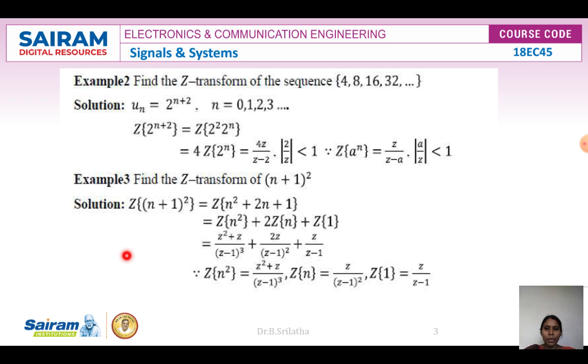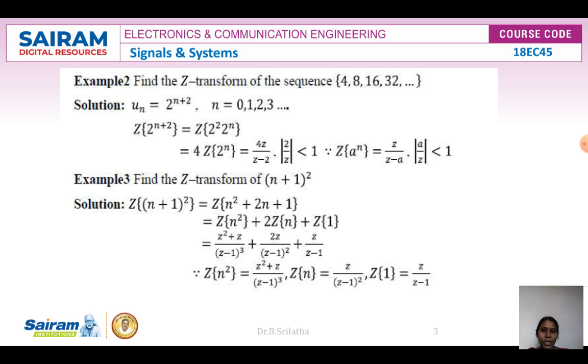Next, the third problem. Find the Z transform of n plus 1 whole square. We can write it as a plus b whole square, whose formula is a square plus b square plus 2ab. So it is n square plus 2 into 1 into n, which is 2n, plus 1 square, which is 1. By using the linearity property, the transform of this sum is equal to the individual Z transforms: Z transform of n square plus Z transform of n plus Z transform of 1. Z transform of n square we already know, z square plus z divided by z minus 1 whole cube. Z transform of n is z by z minus 1 whole square. Z transform of 1 is z by z minus 1.